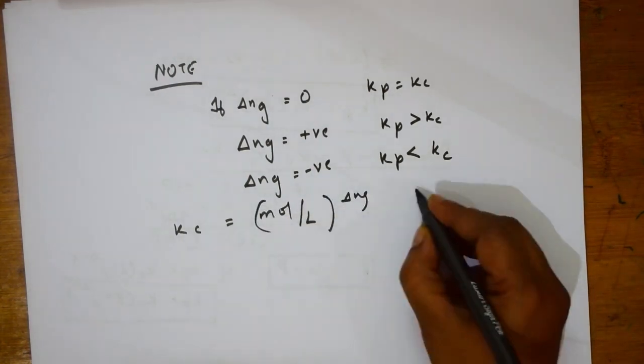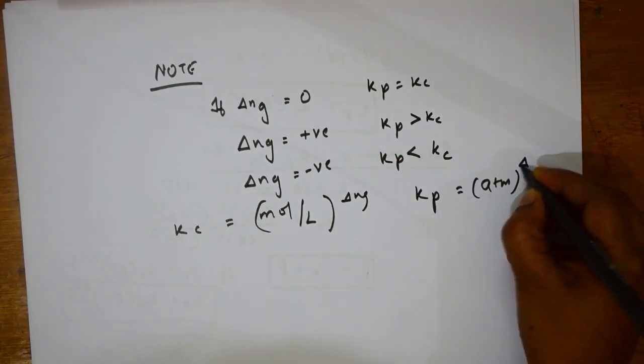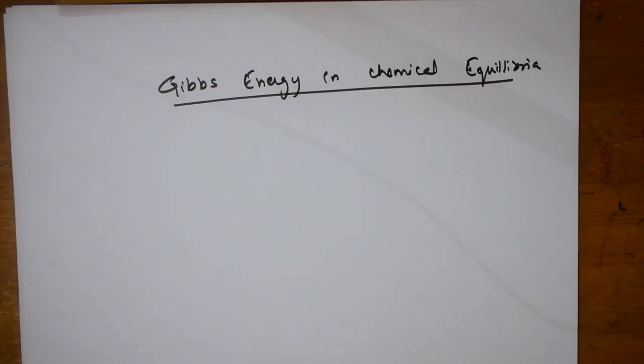Delta Ng, unit for Kp is atmosphere. Delta Ng. Remember this. So units are also there, relations also there. It is easy for you to do the numerical. Now let us come back and learn the next topic, that is Gibbs energy in chemical equilibrium.